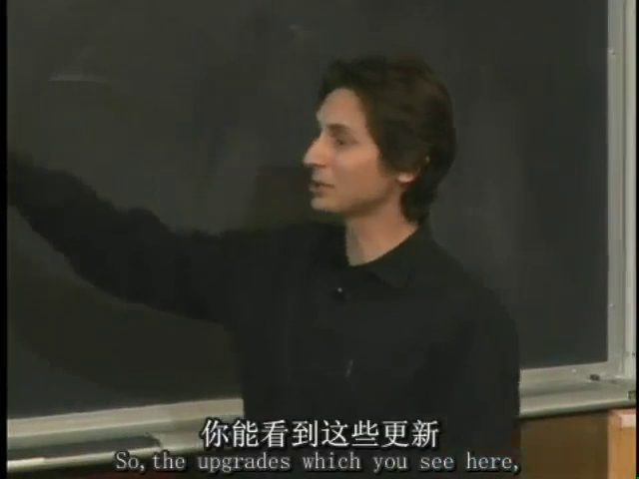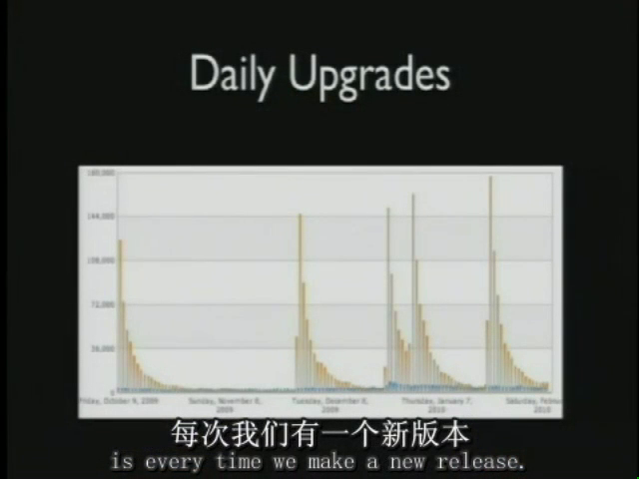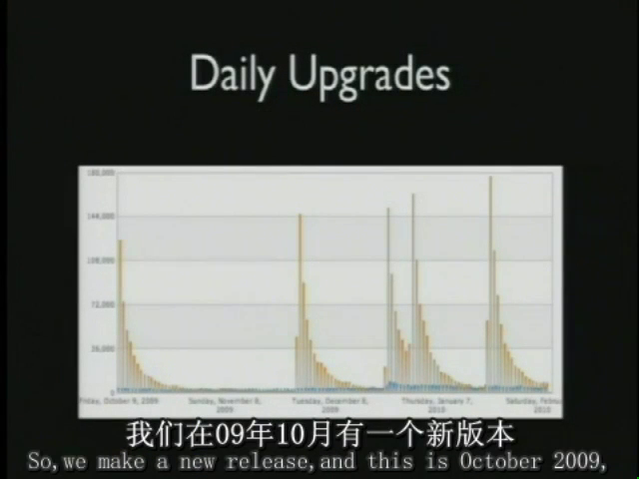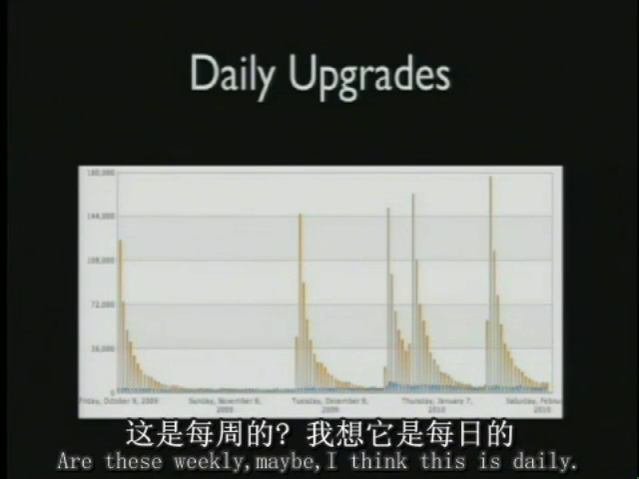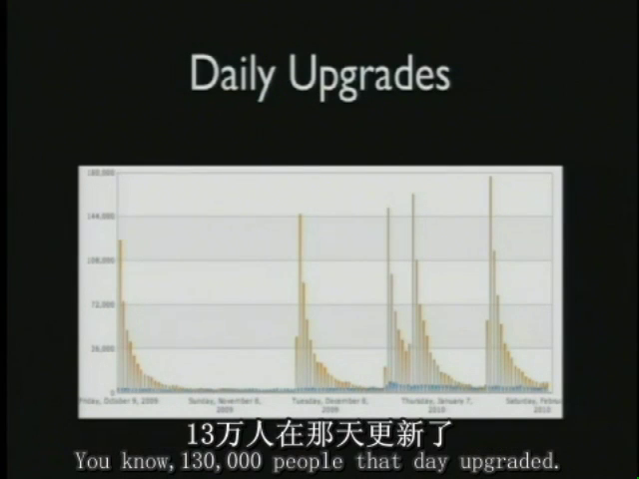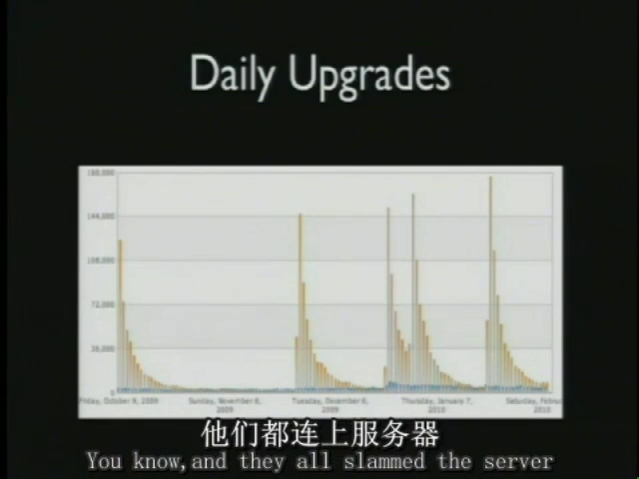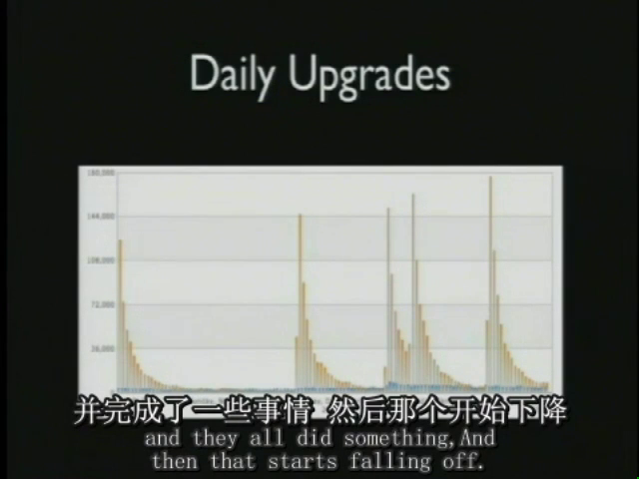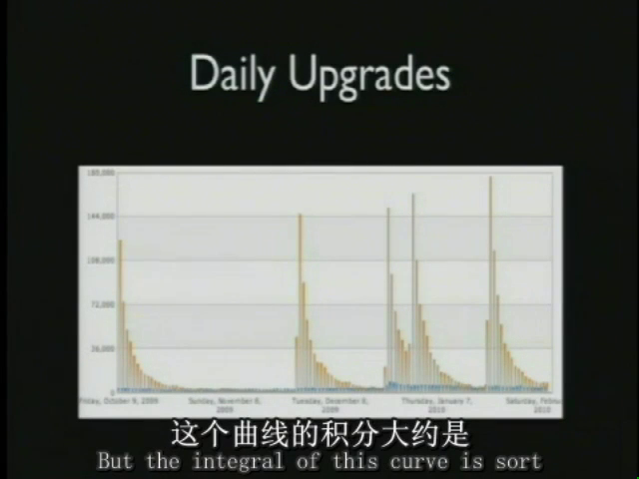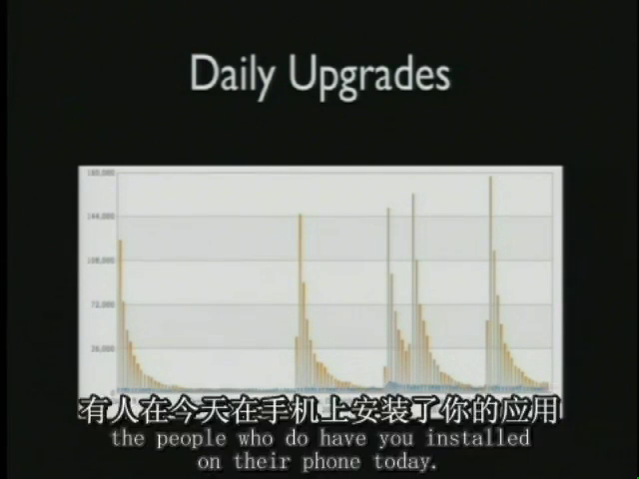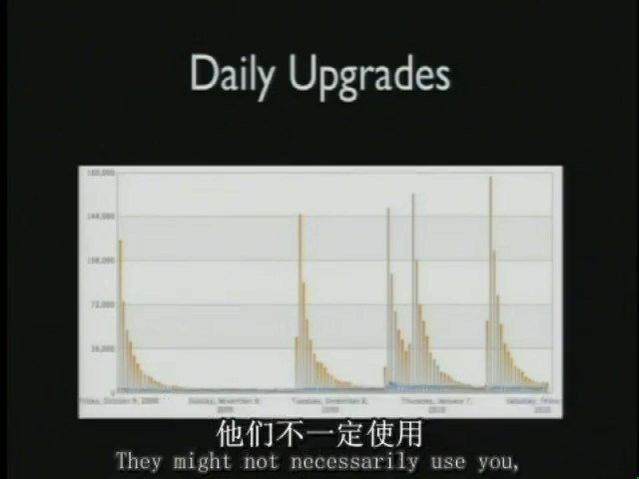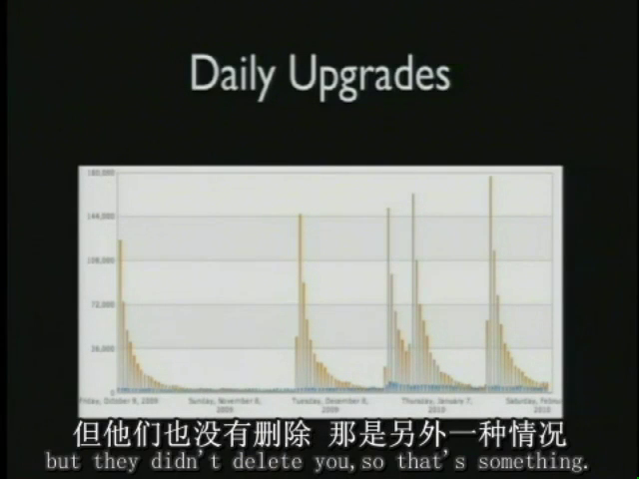So the upgrades, what you see here is every time we make a new release. So we make a new release, and this is October 2009, and basically 120, 130,000 people. Are these weekly, or maybe these are? I think these are daily. 130,000 people that day upgraded, and they all slammed the server and they all did something, and then that starts falling off. But the integral of this curve is sort of your active user base, the people who do have you installed on their phone today. They might not necessarily use you, but they didn't delete you, so that's something.